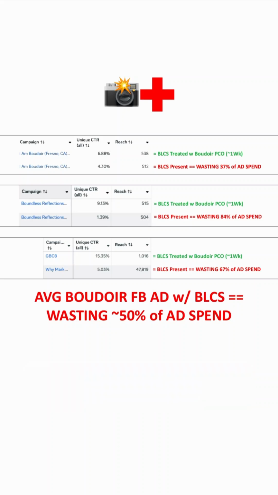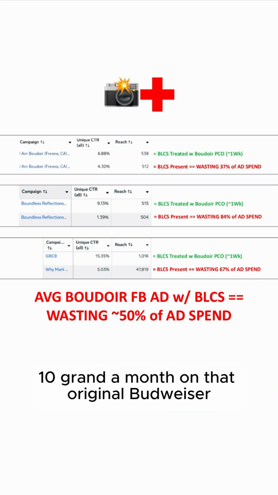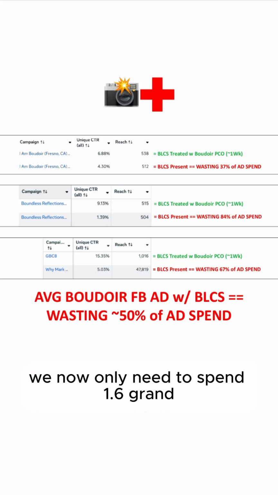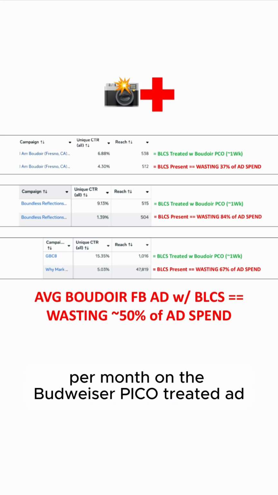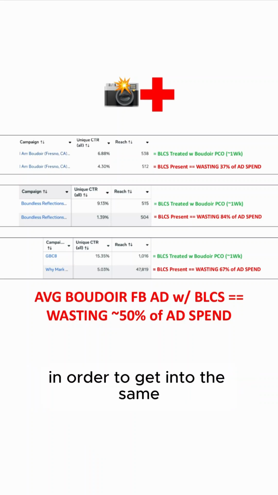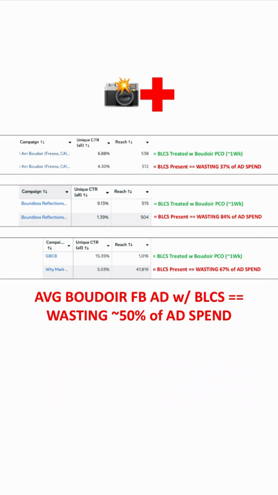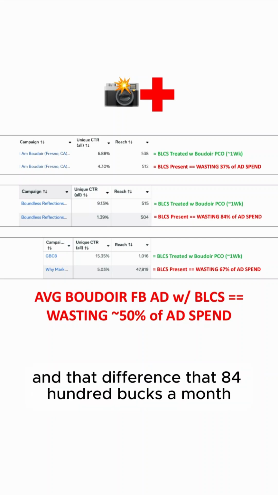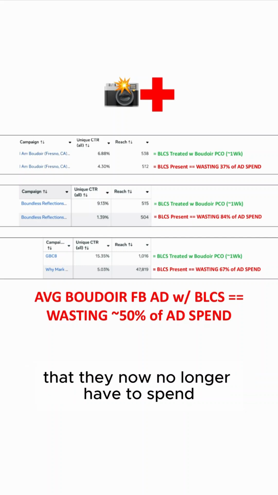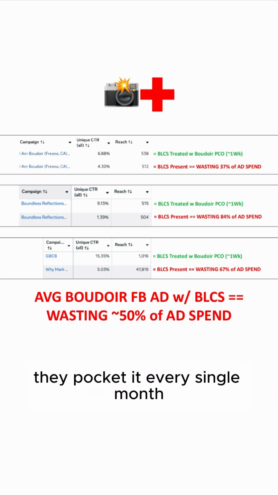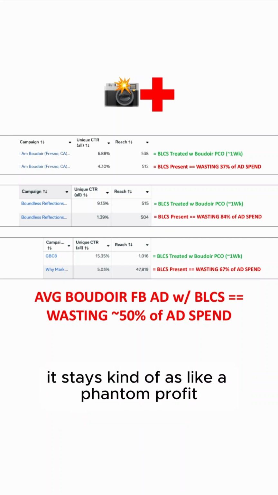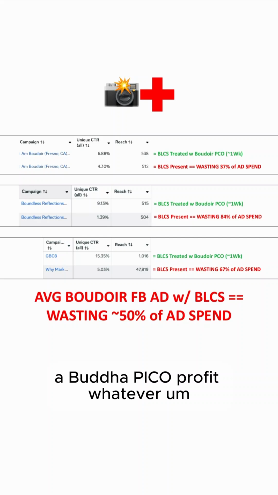Being wasted. As a result, if they were spending 10 grand a month on that original Boudoir Facebook ad, we now only need to spend 1.6 grand per month on the Boudoir Pico treated ad to get it into the same number of women's brains. And that difference, that $8,400 a month they no longer have to spend, they pocket every single month. They don't have to spend it. It stays as a phantom profit, a Boudoir Pico profit, whatever.